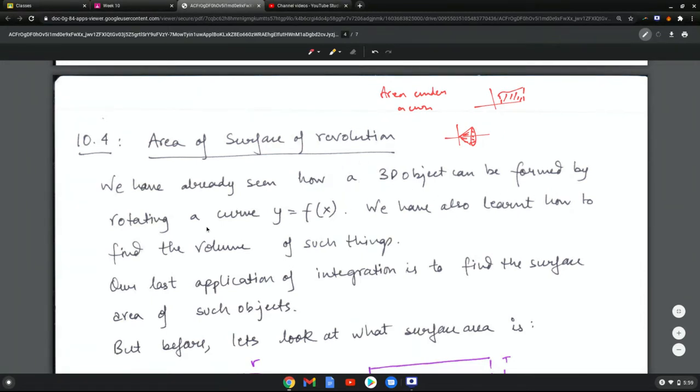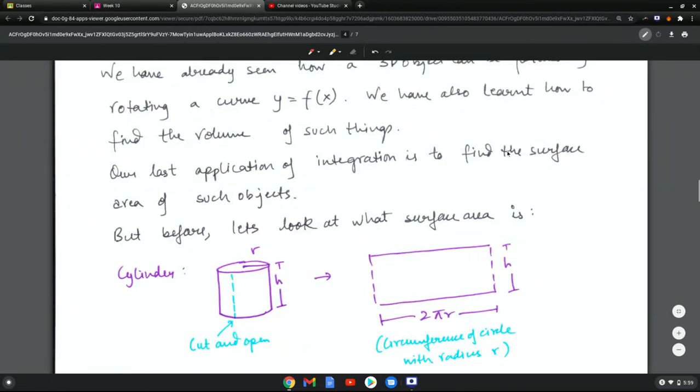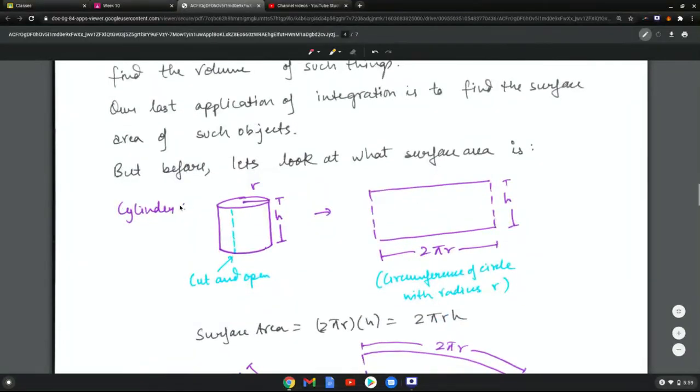We've seen how this 3D object can be formed by rotating a curve because we learned how to find volumes. So the last application we are going to learn is to find the surface area of such objects. What is surface area? Let's say you have a cylinder, radius r, height h, and I cut it open here and I lay it out, it's going to look like a rectangle. This length here, that's the circumference, is going to be 2 pi r. And this length is h. What's the area of this rectangle? It's going to be 2 pi r h. In other words, the surface area tells you how much material you need in order to make that surface.